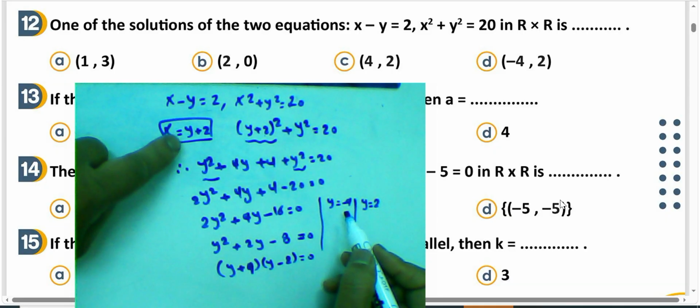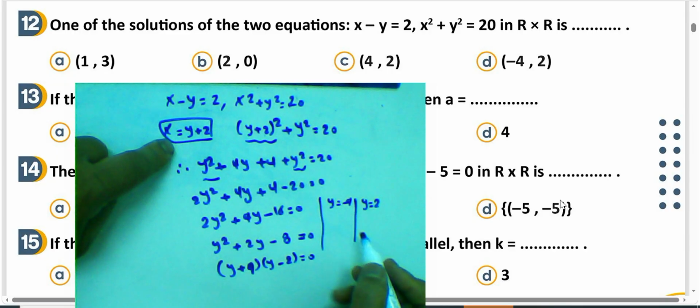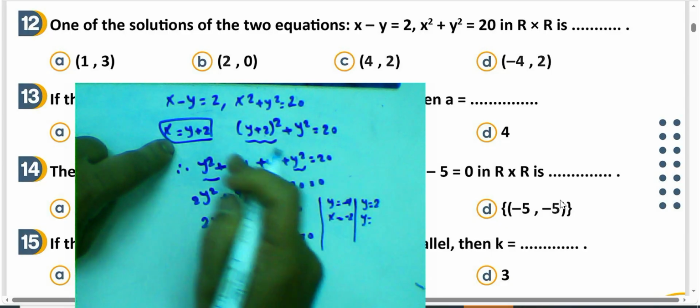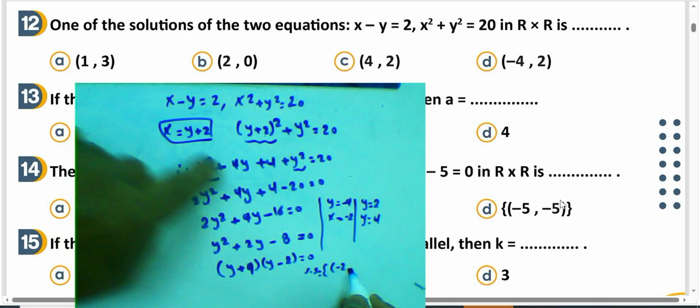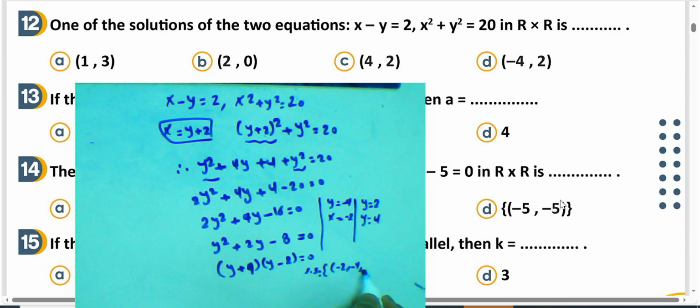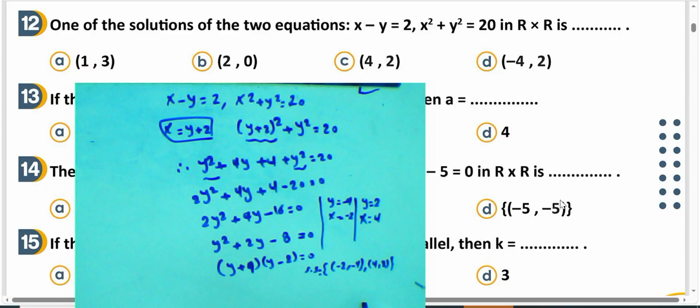If y equals -4, you can find the value of x here. Put the value of y equals -4: -4 plus 2 is -2, so the value of x is -2. And put the value of y equals 2: 2 plus 2 is 4. Then we have the solution set equivalent to two ordered pairs: -2 and -4, and x equals 4 and y equals 2. Then we have (-2, -4) and (4, 2). Choose letter C, the solution here.